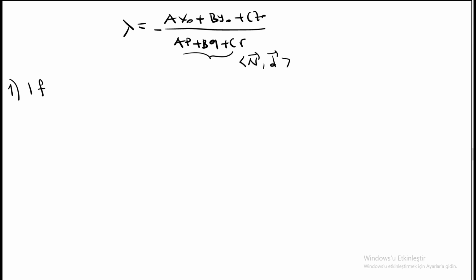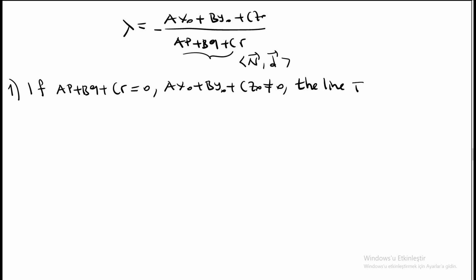We can consider here the first one. If a times p plus b times q plus c times r equals 0, and a times x sub 0 plus b times y sub 0 plus c times z sub 0 plus d is not 0, then the line is parallel to the plane, because the normal vector of the plane and the direction vector of the line are perpendicular to each other, but the point x sub 0, y sub 0, z sub 0 does not satisfy the equation of the plane. These two equations tell this information.